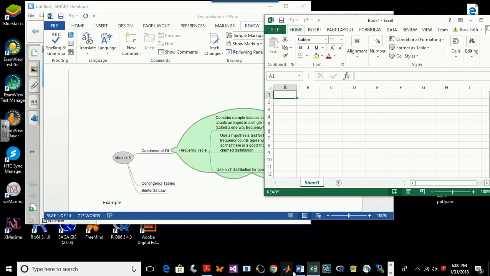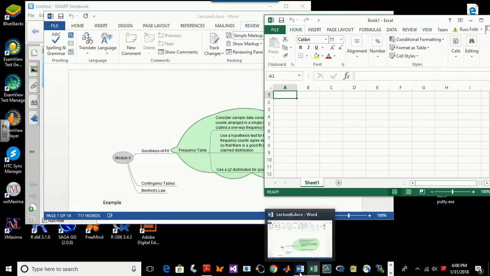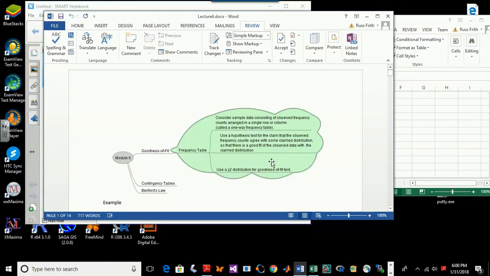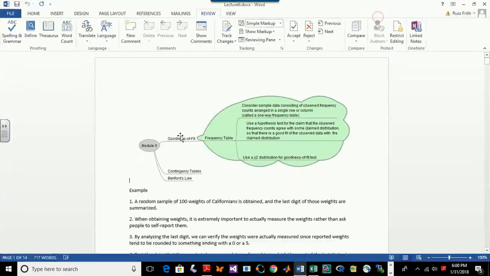Hi class, let's get started with Module 6, the last module of this class. In this module, we'll be talking about goodness of fit. I'll explain what goodness of fit means, but let's discuss a few terms.